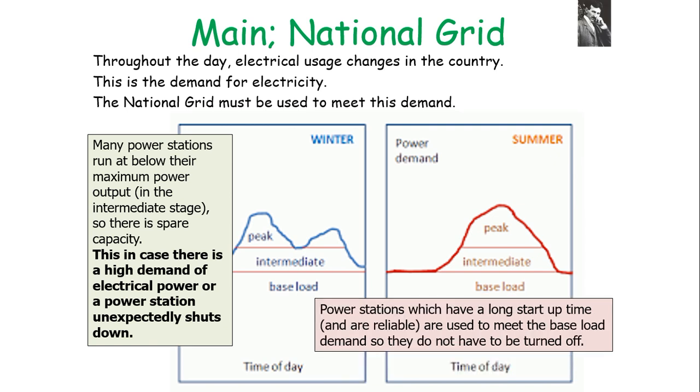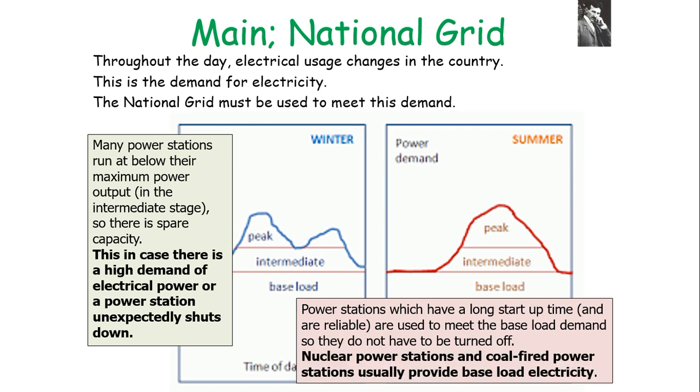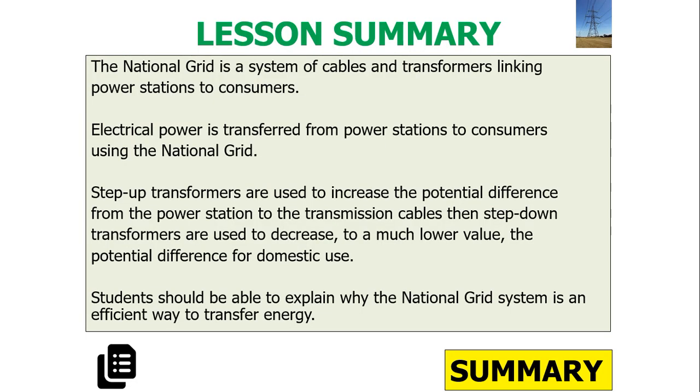Now, power stations which have a long startup time and are reliable are used to meet the base load demand, so they don't have to ever be turned off, because if they're turned off, it takes them a long time again to start producing electrical power, so there's no point in turning them off. Nuclear power stations and coal-fired power stations tend to be used to provide the base load demand in the United Kingdom. So let's just look at what we've learned about the national grid in the past couple of lessons.